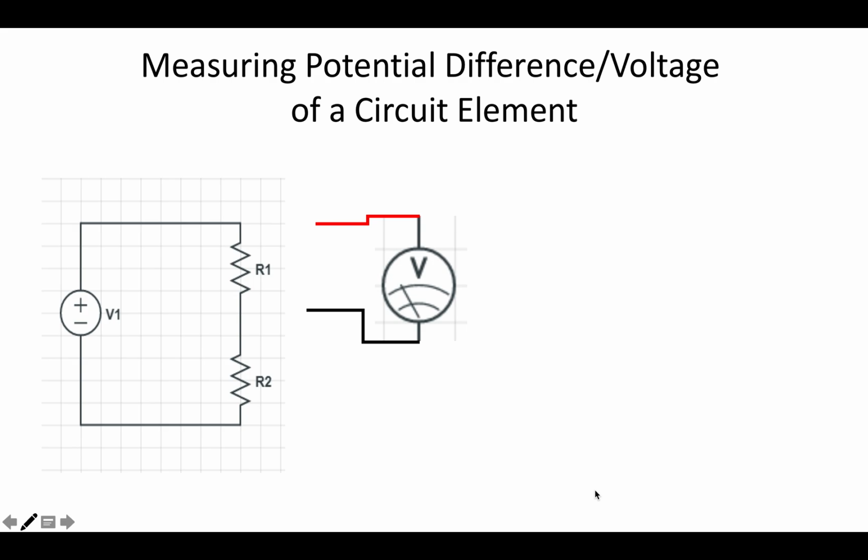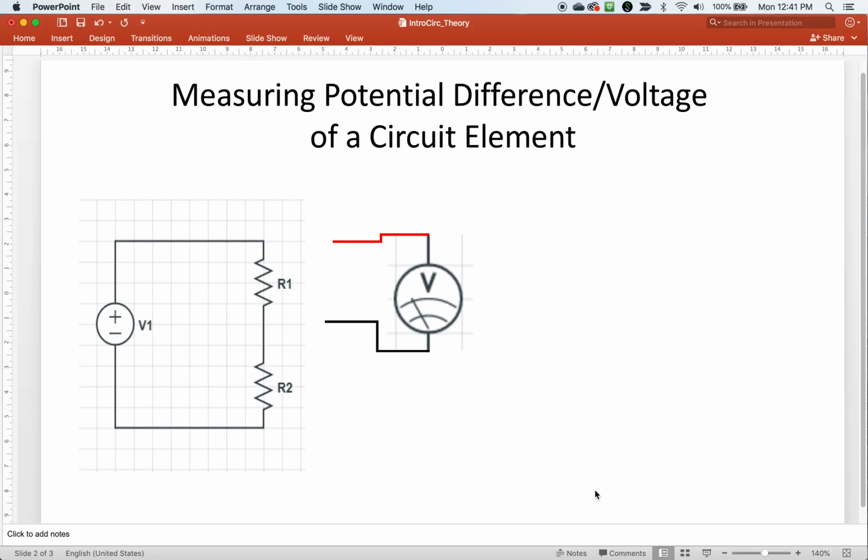Again, from the write-up, it hopefully should be clear how to measure voltages. So here I have my voltmeter. I've coded the positive probe in red, the negative probe in black, and the idea is the positive probe is supposed to be touching the higher potential side of your circuit and the negative probe touching the lower potential side, and that will give you a positive voltage.